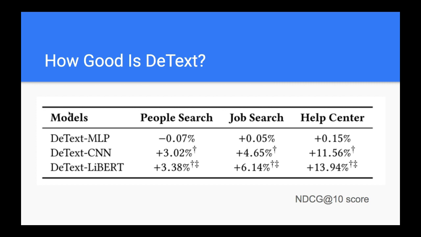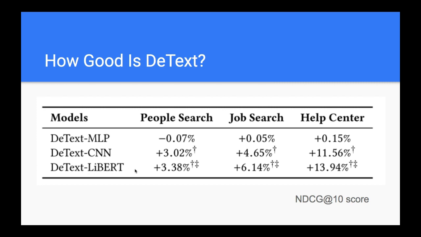In the first offline experiment, they want to know how good the DeText framework is. So they compare DeText with a DeText that has only a multi-layer perceptron. Basically, you just use the traditional features without using deep learning generated embeddings. So it's not really like DeText, but they just fit it into this framework as a baseline. And the second model is the DeText-CNN model, and the third is DeText plus LinkedIn BERT, LinBERT.